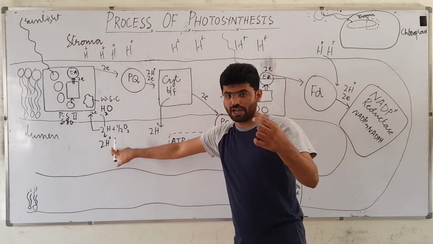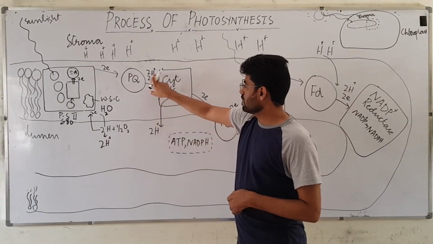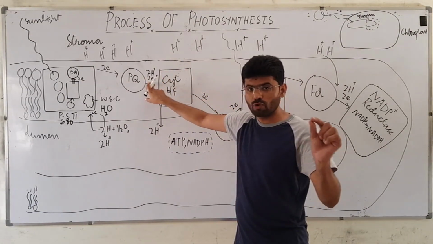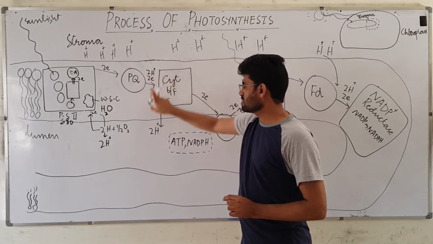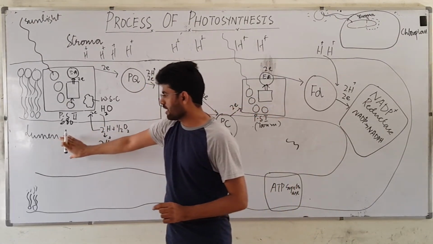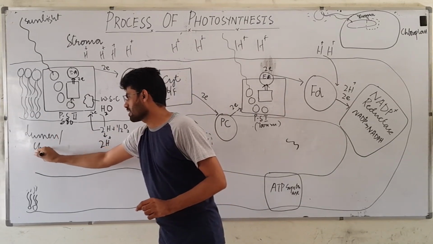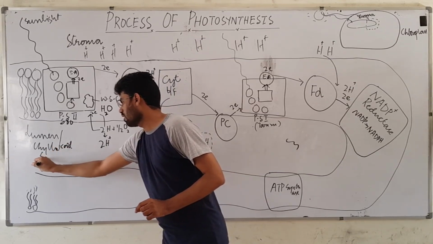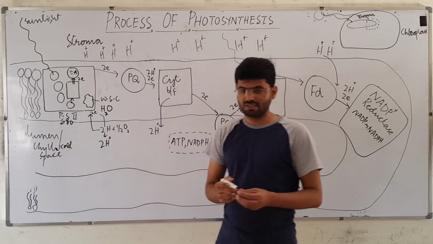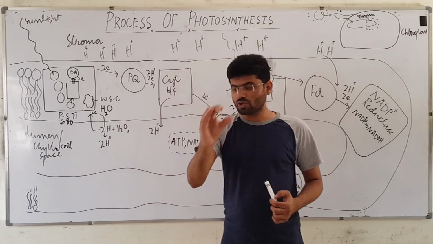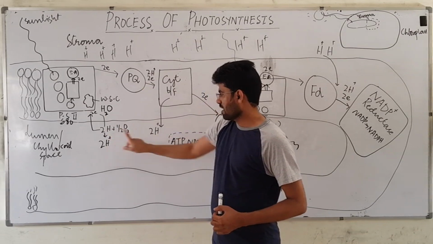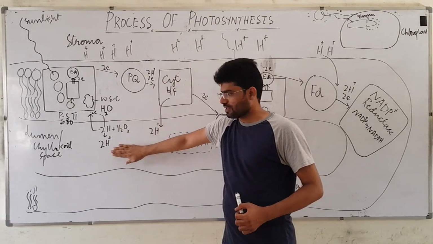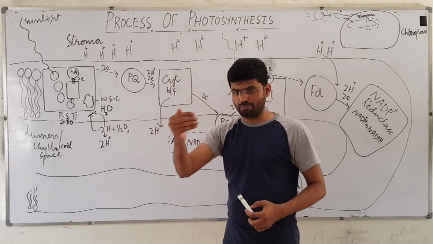protons of the hydrogen atom, the two protons which were pumped from stroma by the moving of electron, these two protons, they will also be given in the lumen, or you can call it a thylakoid space. This is called lumen or thylakoid space. So the two protons from water and the two protons from the stroma, they will gather over here. So this will be called the four protons.